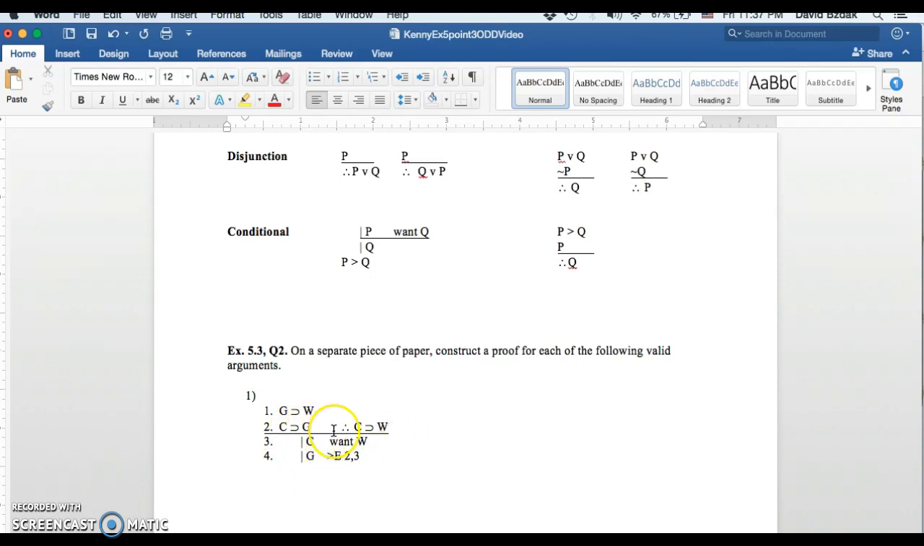Now notice once we make this assumption, we use it just like a normal premise. Although it's always going to be indented because, again, we don't know if that's true or not.